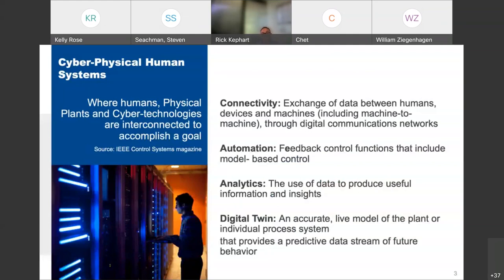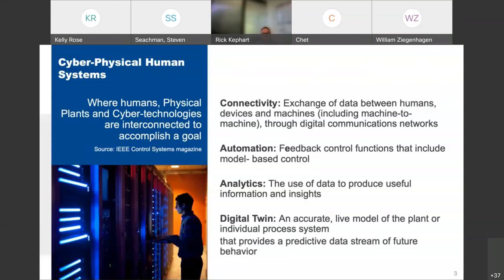And if you look at a formal definition, you probably ask 10 people and you get 10 different answers, but I always go back to IEEE or EPRI or somebody like that as the actual definition. And it's really any system where physical plants and cyber technologies are coupled together. And certainly control systems are in that area. But it's very important that we think about the impact of that on the human, because in that system, the human being is really an integral part of that.